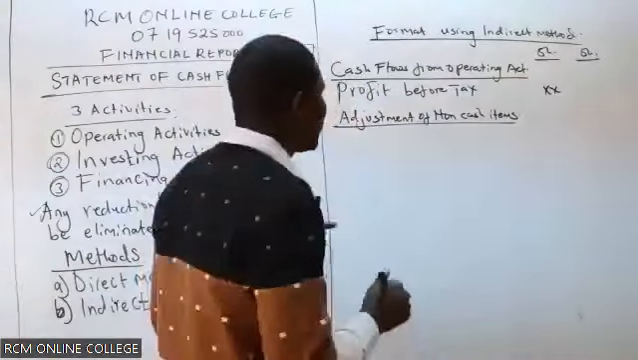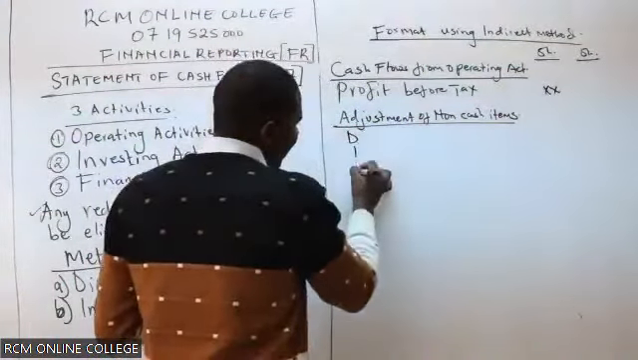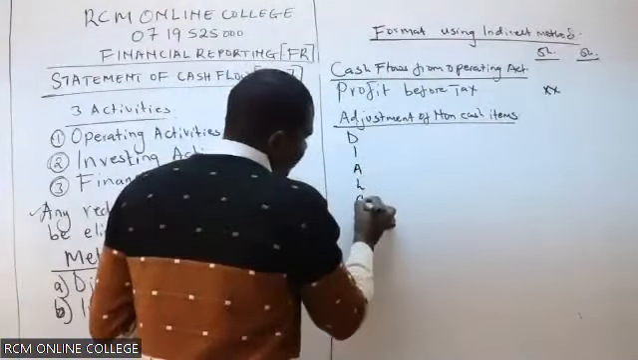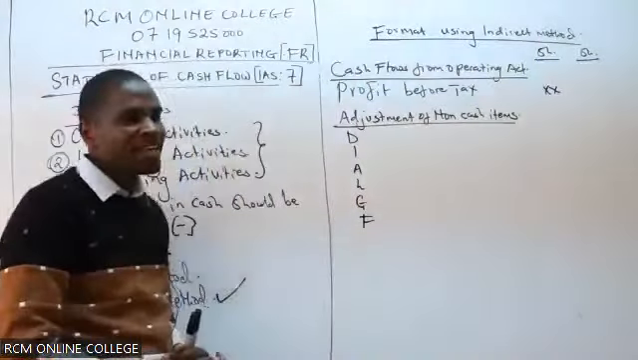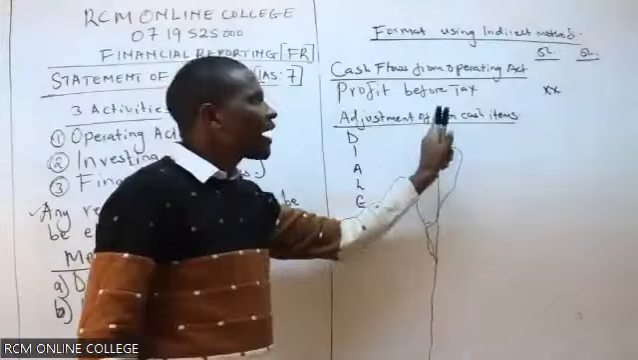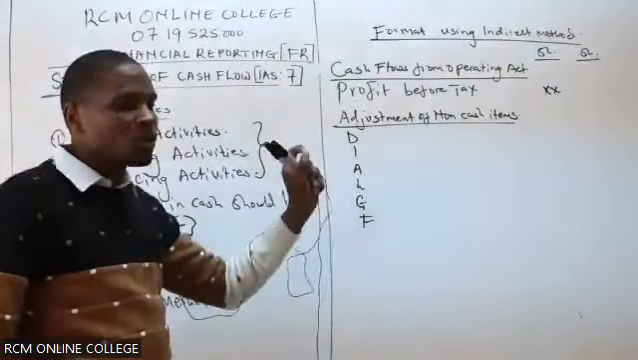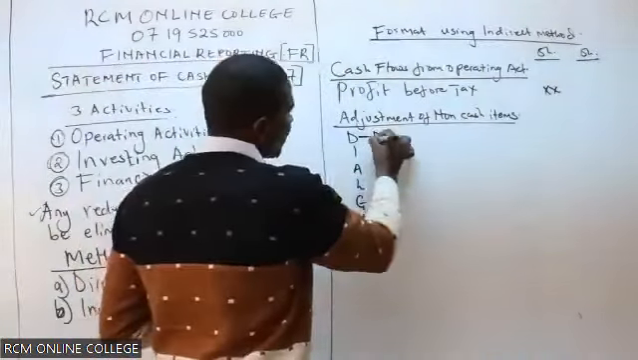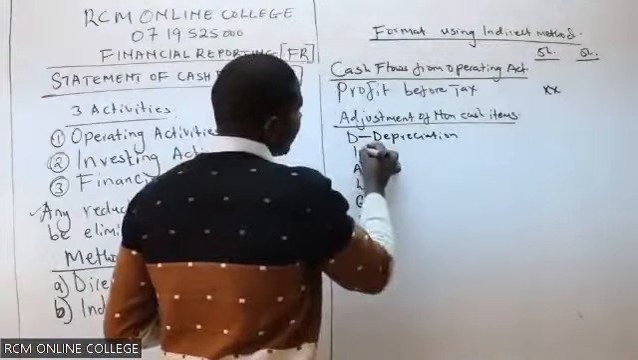So we have an acronym here, DAG. For you to identify the non-cash items, you can use this acronym, where D stands for depreciation, as you have told me, and I for impairment.